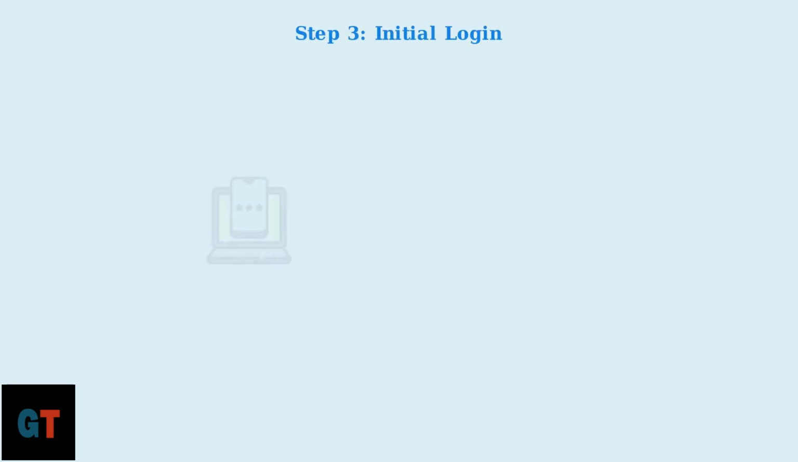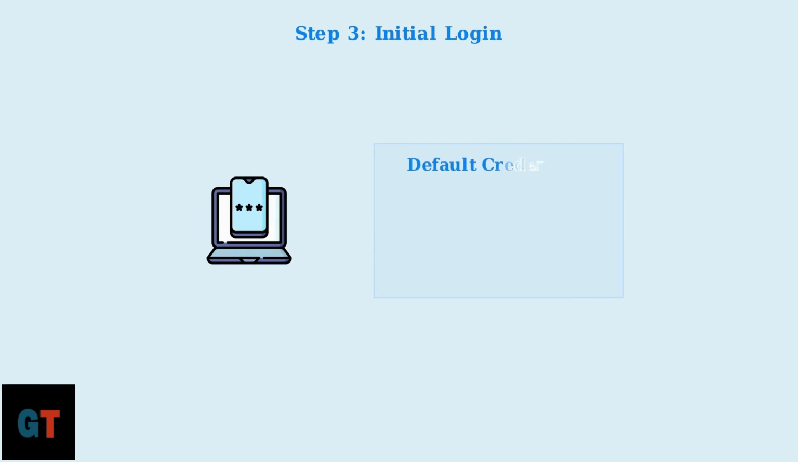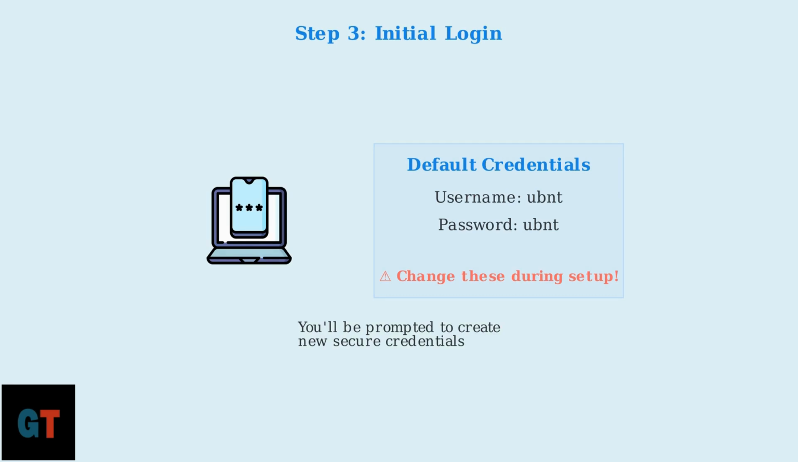For initial access, use the default credentials, username UBNT and password UBNT. However, the system will immediately prompt you to change these to secure credentials during the setup process. This is a critical security step that should never be skipped.